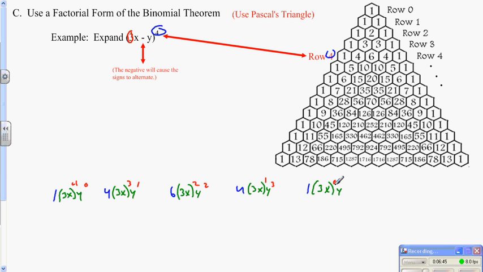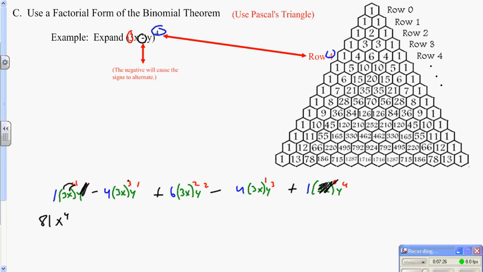I'm basically doing the same thing I did before. But now I have to remember to take 3 to the fourth power and x to the fourth power. And when I do that, 3 to the fourth power is 81, x to the fourth power, and the y is gone. Now it's a minus sign, so this is where we alternate. Again, the first term is a positive number, so that stays positive.